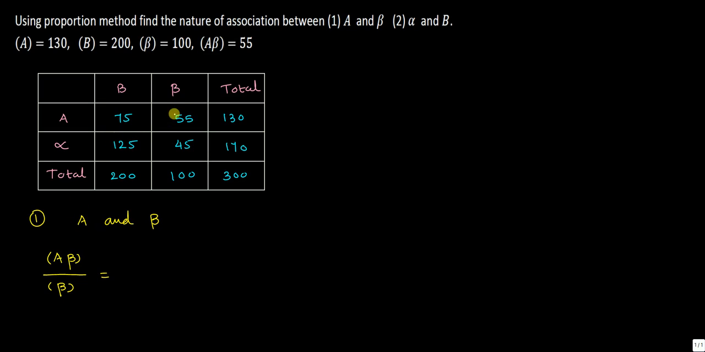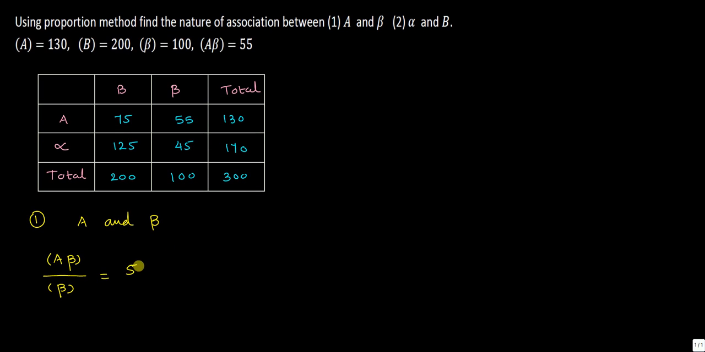A beta is equal to 55 divided by beta, which is 100. It gives us 0.55. Okay. Now find out AB upon B.